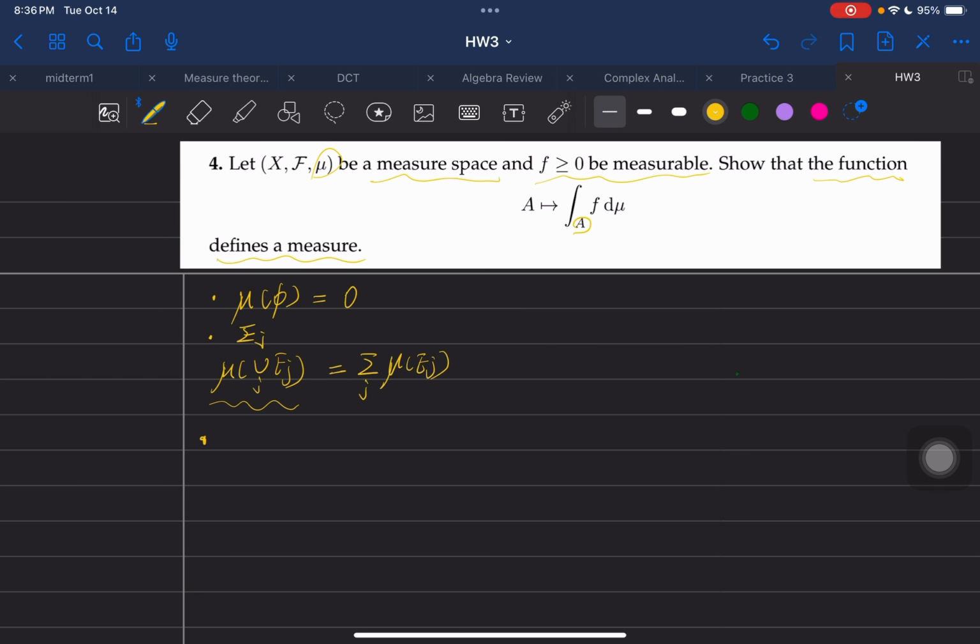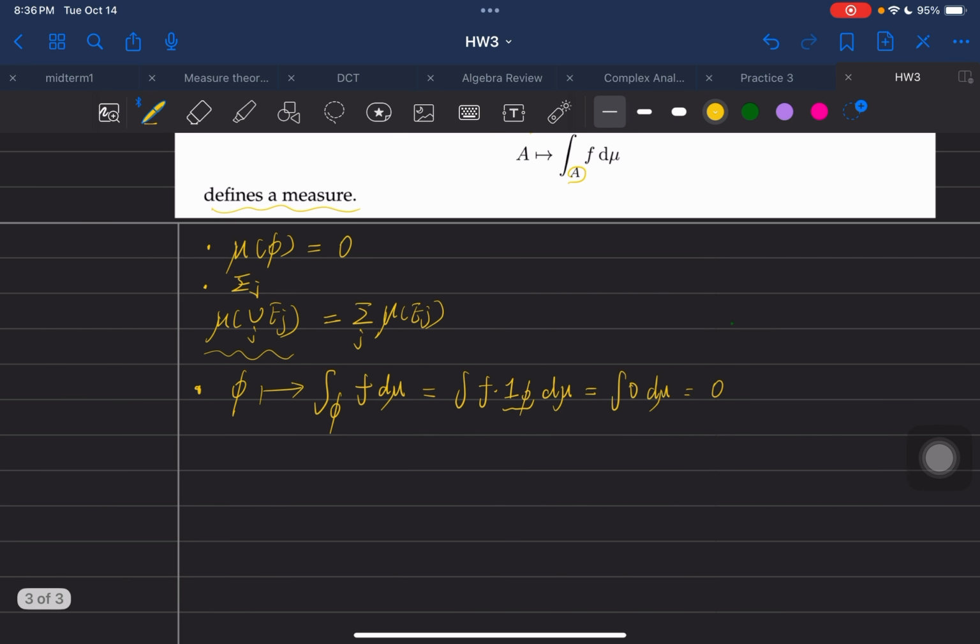So let's do the first one, the empty set. If we have an empty set, then the integral of f over the empty set would be just the integral of f times the indicator of the empty set. The indicator of the empty set would be 0 constantly. So we have the integral of 0 d mu, which is 0.